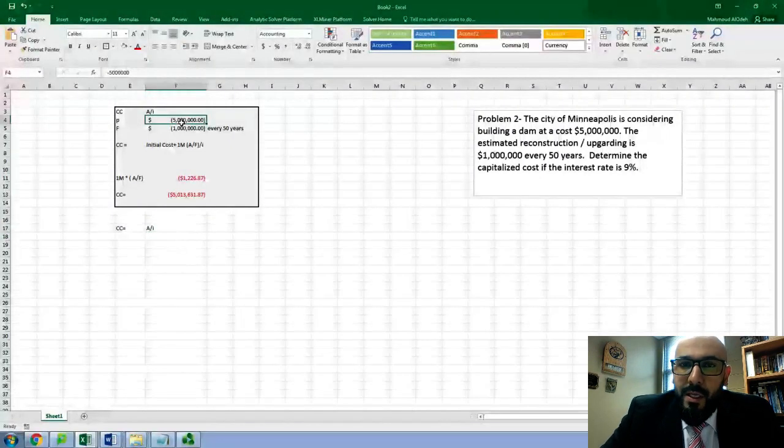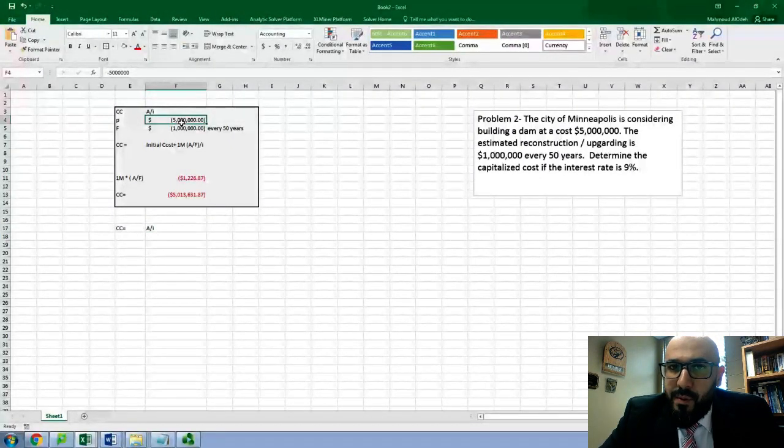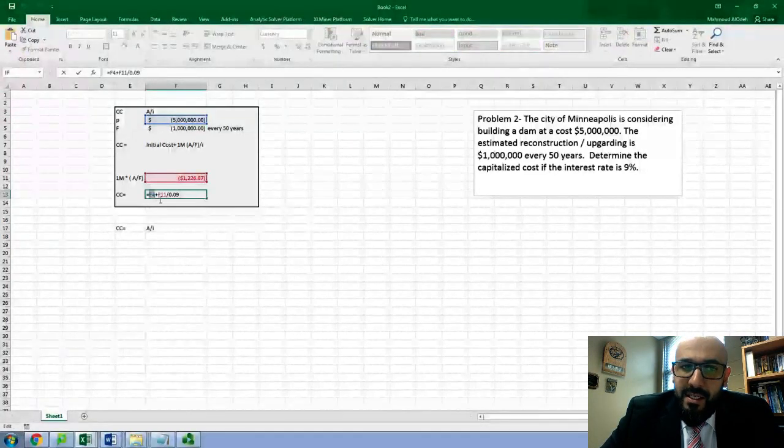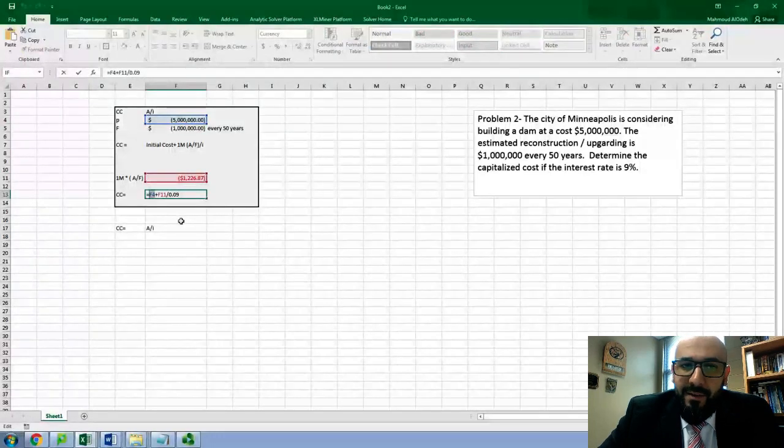What we have to do with it? No need to do anything with the present worth. It is already in a present format. You use it as is. As you see here, we use it as is in F4.